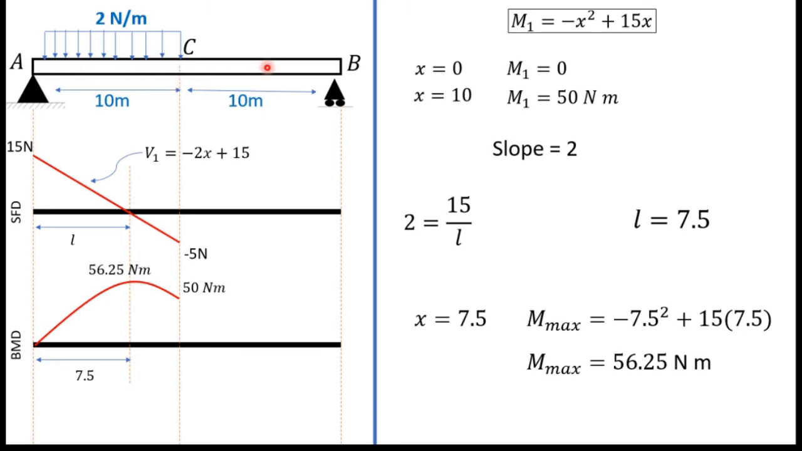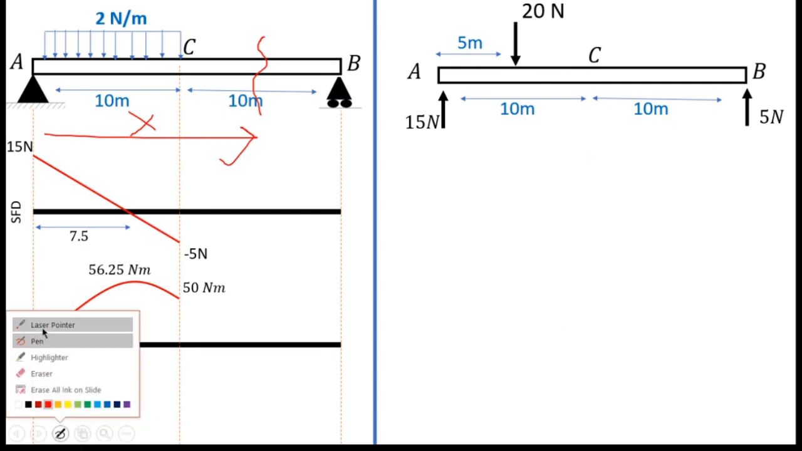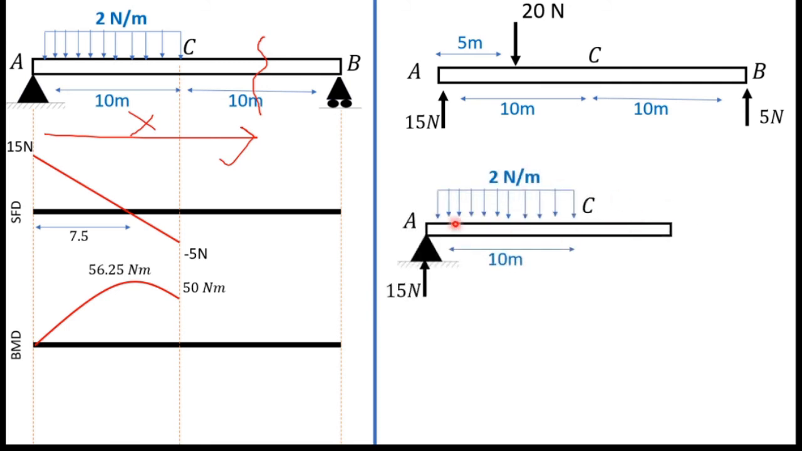Next, the only part left is this CB part. For that I am going to cut the beam like this and mark this length as x from this point A. So I can redraw it, and this is the point A and this is the cutting point. I can mark shear force as V2 this time and bending moment as M2. Now I just have to find V2 and M2.